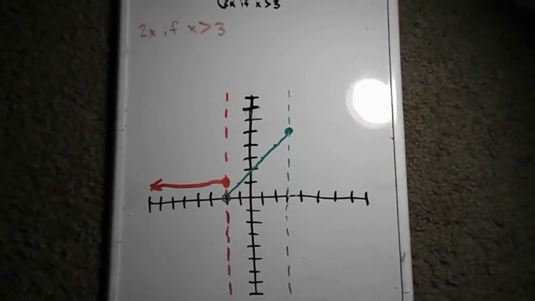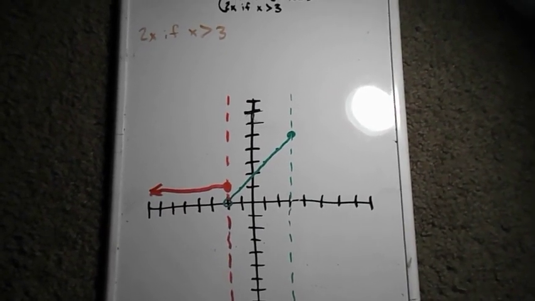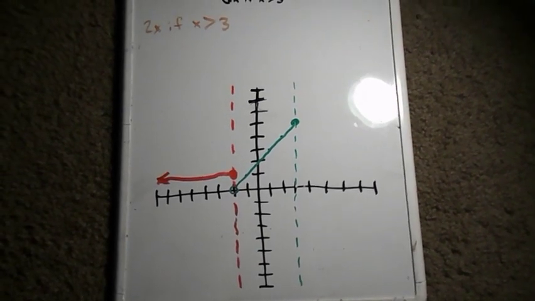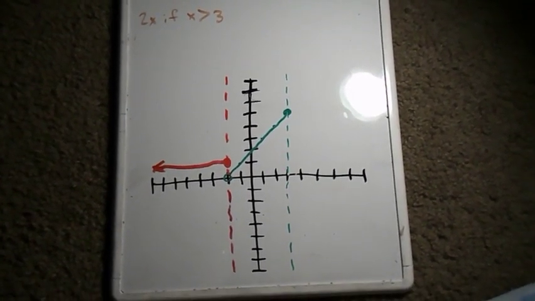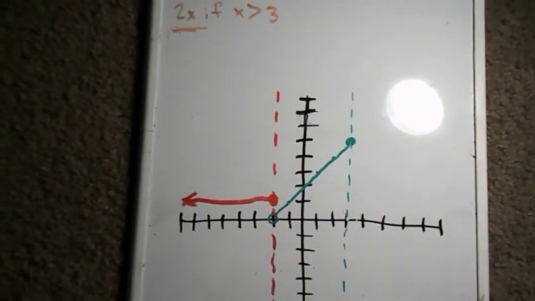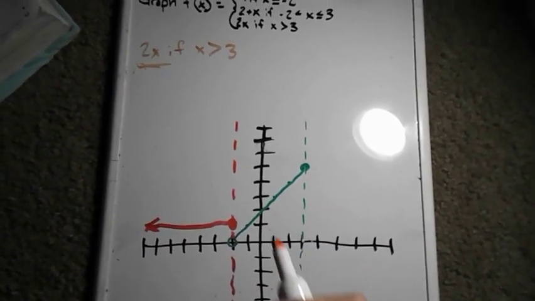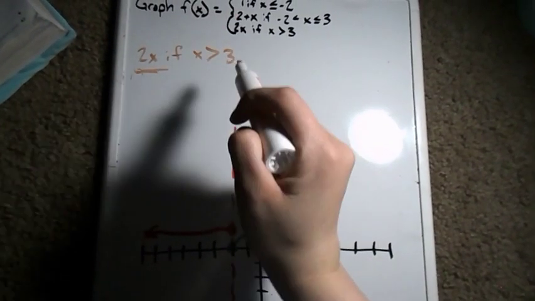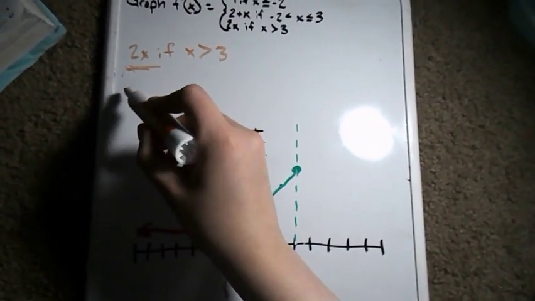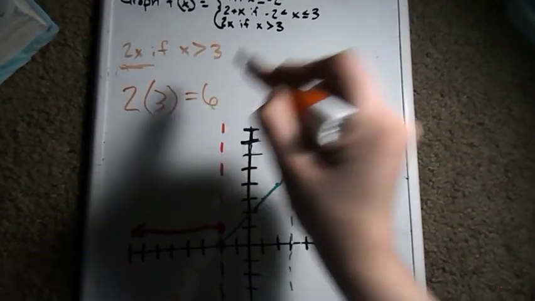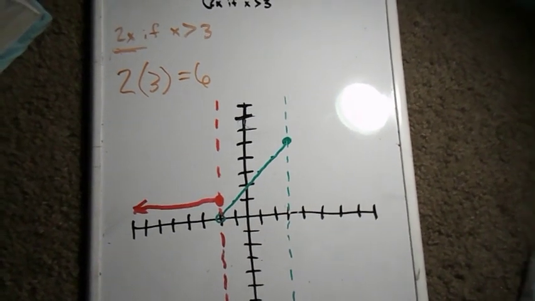So let's finish with the third and final function, 2x if x is greater than 3. Now, we already have the x boundary 3, so what we have to do first is find the starting y value for 2x. To do this, you plug in 3 for x, since 3 is the x value on the graph. So you do 2 times 3, which equals 6.